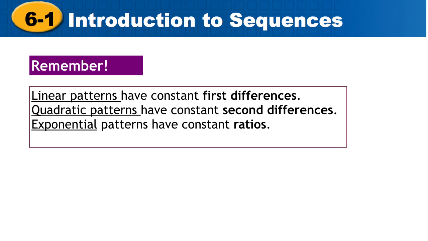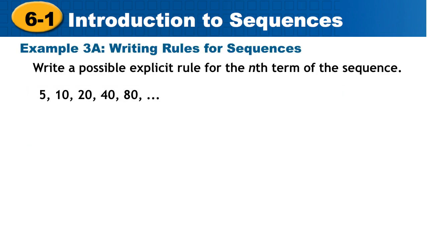So we have 3 types of patterns. Our pattern is either linear or quadratic or exponential. So let's remember, if we have linear patterns, the first differences of the terms are constant. If we have quadratic pattern, the second differences of terms are constant, and if we have exponential patterns, the ratios of terms are constants. If we know this, we will write the rule easily.